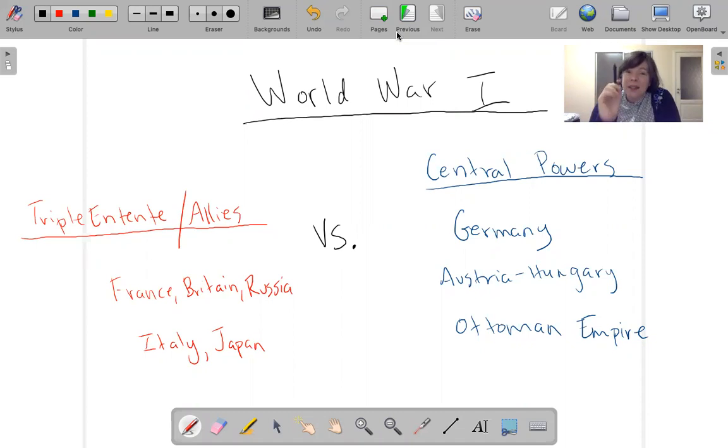You need to know that in World War I, the two opposing sides were the Allies and the Central Powers. The Allies were also known as the Triple Entente. The Allies were France, Britain, Russia, Italy, and Japan. The Triple Entente part of that is France, Britain, and Russia. When they were joined by Italy and Japan, all of them together are known as the Allies.